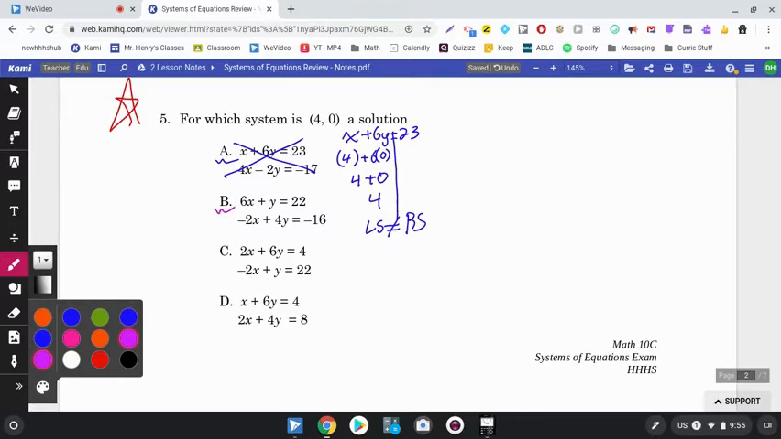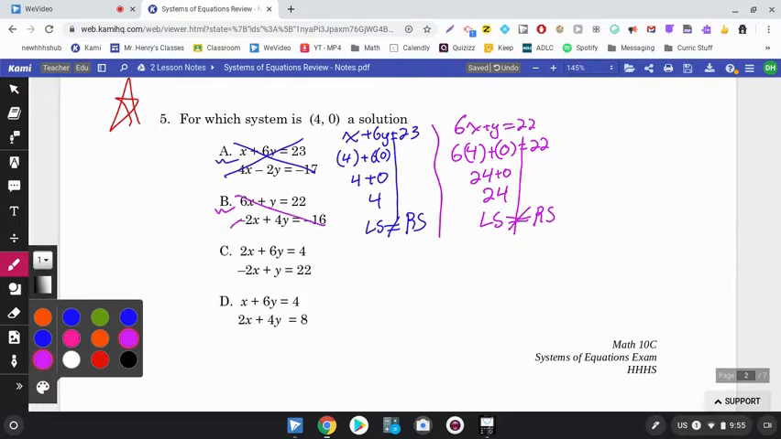Okay, let's try B. 6x plus y is supposed to equal 22. So 6 times 4 plus 0 is supposed to equal 22. Well, 24 plus 0 is supposed to equal 22. I get 24 on the left, I get 22 on the right. Left side does not equal right side. Cross that option off.